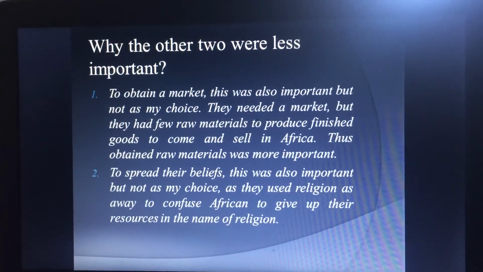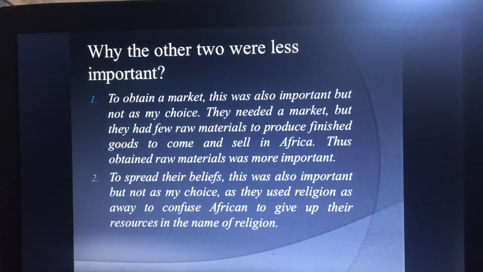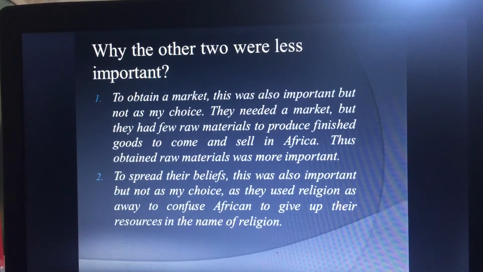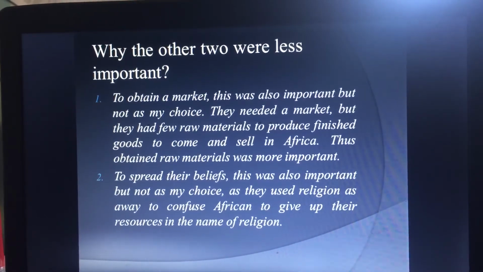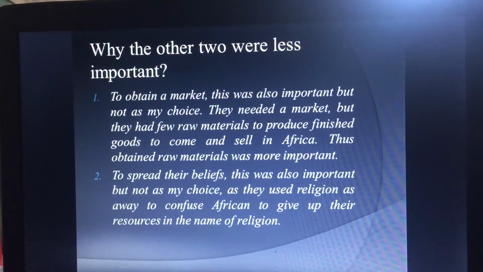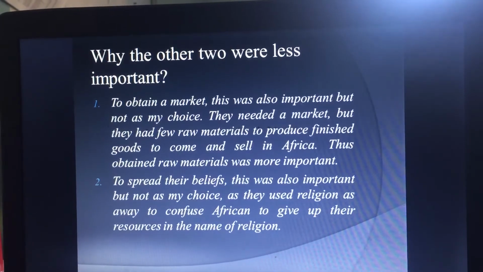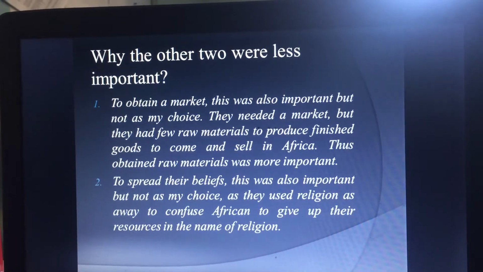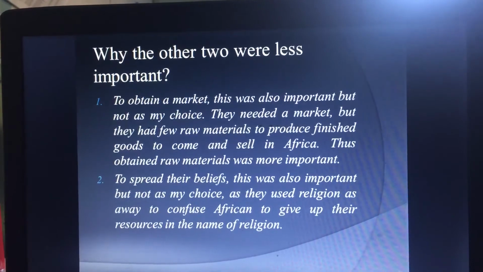I said, number 1, to obtain a market is the first one that I did not choose. This was also important, but not as my choice, because they needed a market, but they had few raw materials to produce finished goods to come and sell in Africa. Thus, to obtain raw materials was more important. Then I also gave a reason for the second one, which I did not choose, to spread their beliefs. This was also important, but not as the choice, as they used religion as a way to confuse Africans to give up their resources in the name of religion.